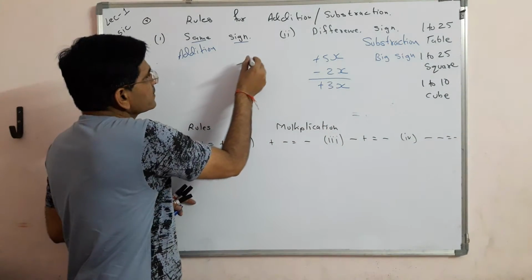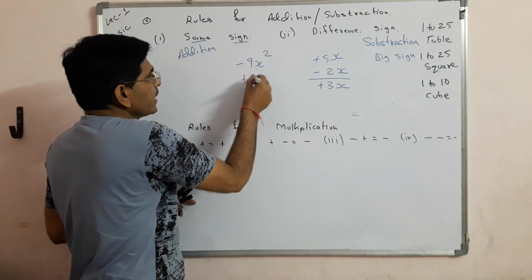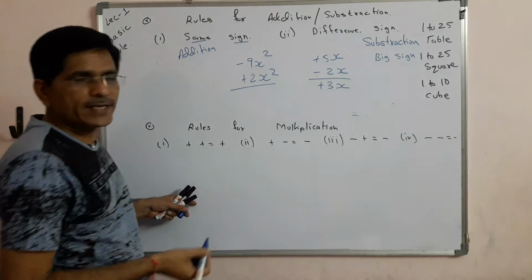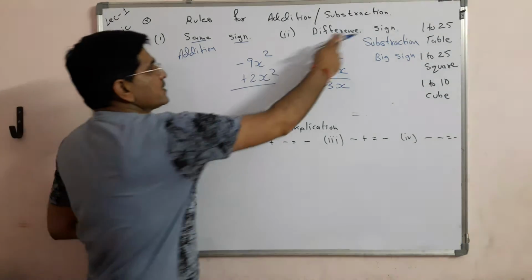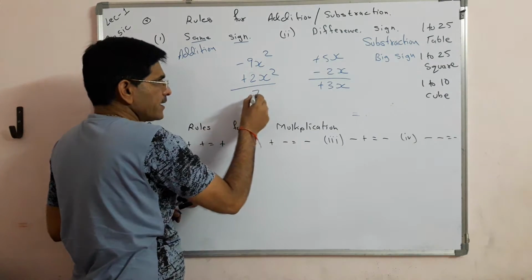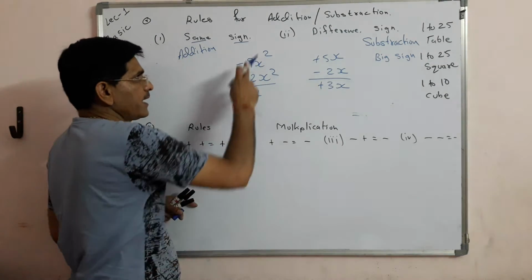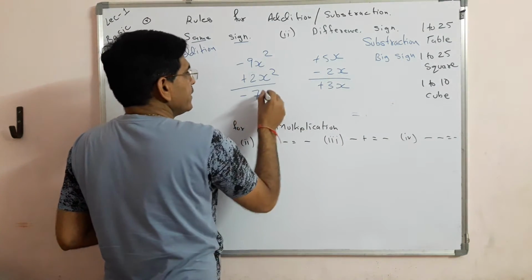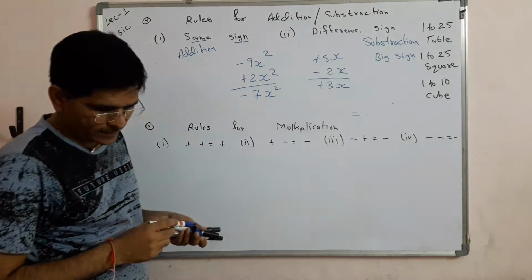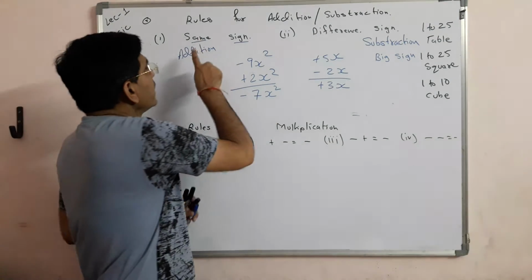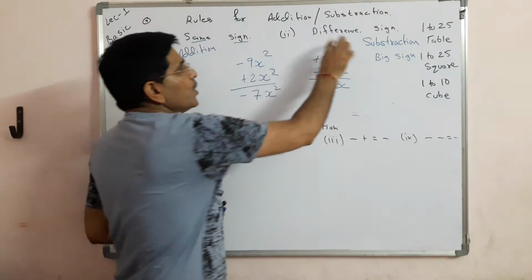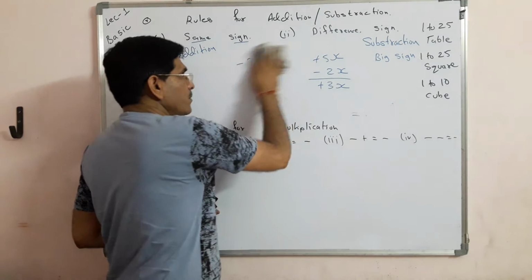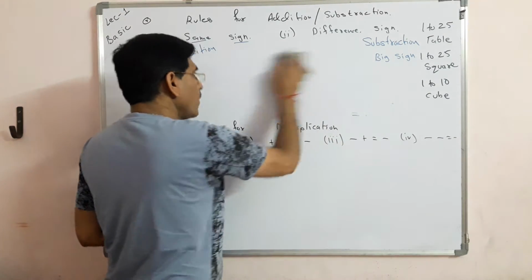Now if I write minus 9x square plus 2x square. What do I have to write here now? Difference of sign, do subtraction. 9 minus 2, 7. Now big term sign is minus. And we have to put the square as it is. So related with the same sign, always remember addition. Difference of sign, always remember subtraction. Either variable, whatever it should be. Variable should be x, y, z.